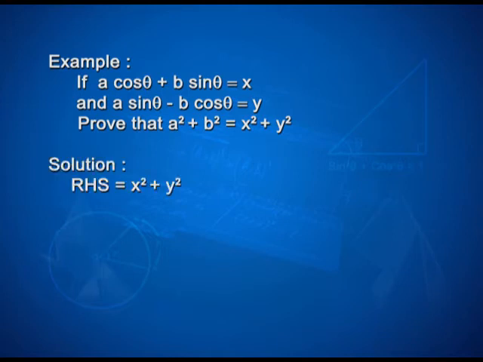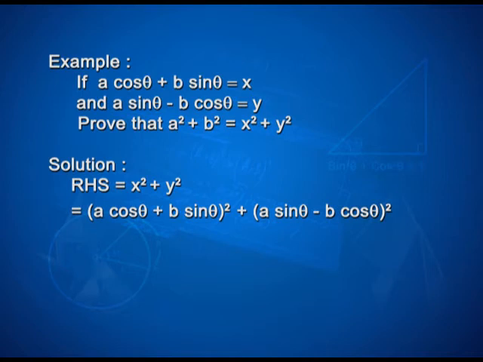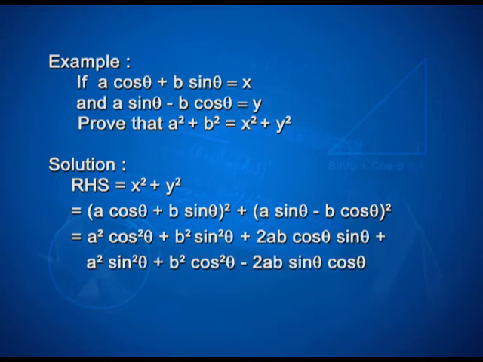Let us take LHS as x square plus y square and simplify. a cos theta plus b sin theta whole square plus a sin theta minus b cos theta whole square can be expanded as a square cos square theta plus b square sin square theta plus 2ab cos theta sin theta plus a square sin square theta plus b square cos square theta minus 2ab sin theta cos theta.